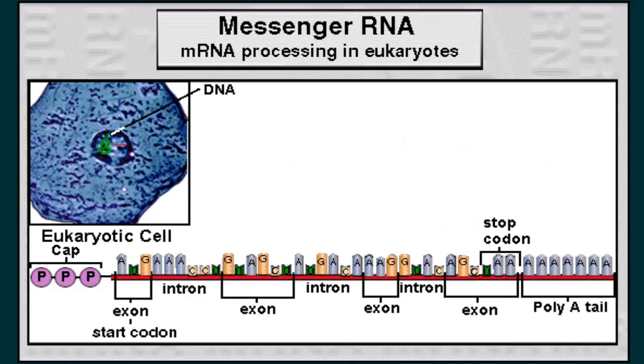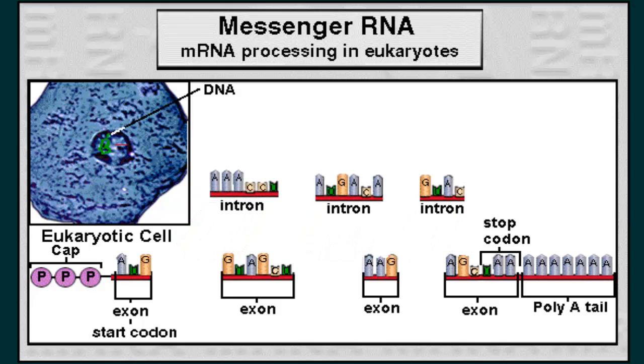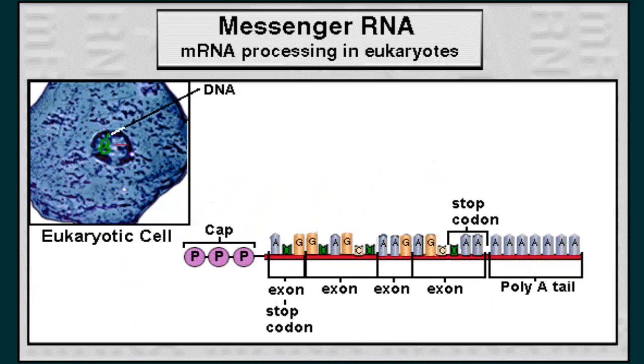Once the cap and tail are placed on the mRNA transcript, the introns, or non-coding segments, are cut out and the exons are spliced together. The mRNA is now ready to move into the cytoplasm, where it will be translated into a polypeptide.